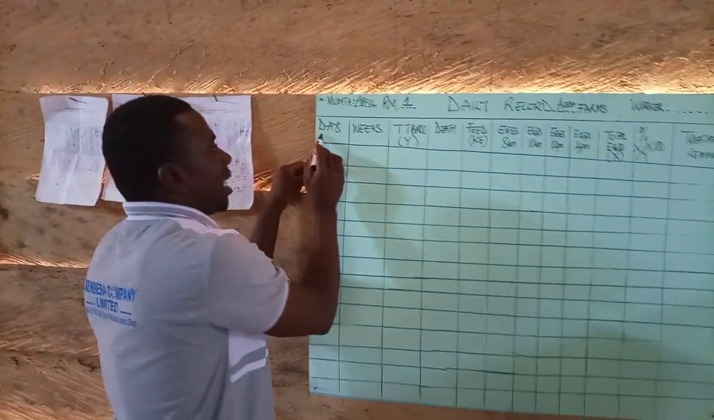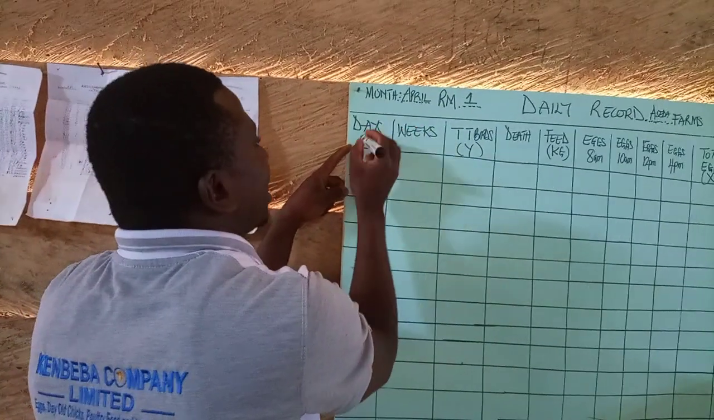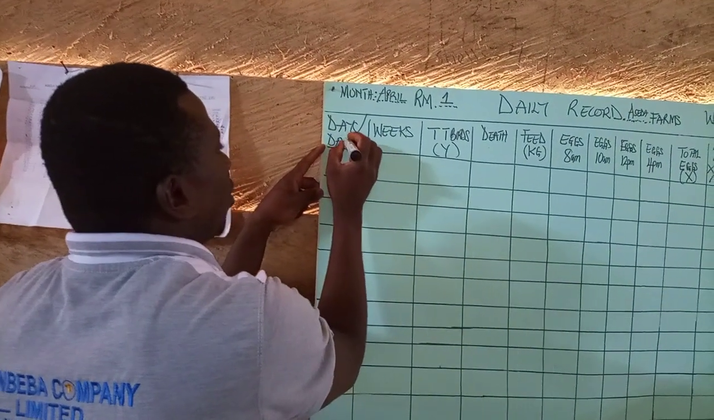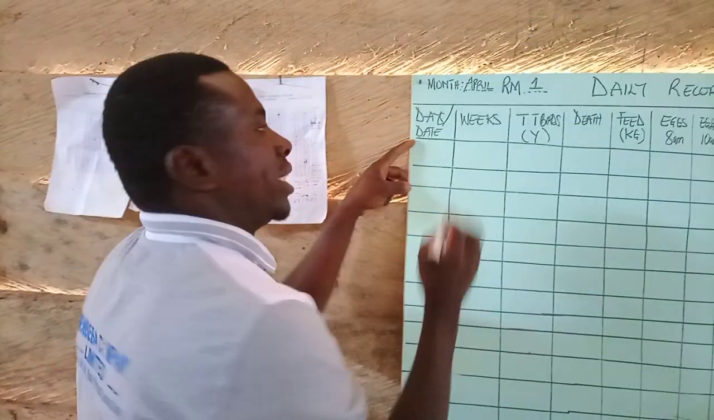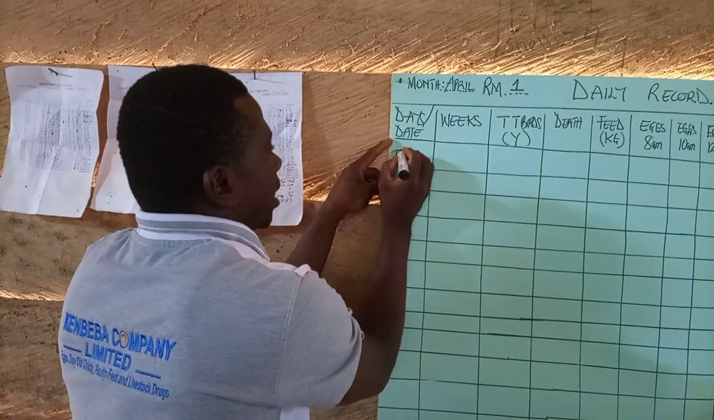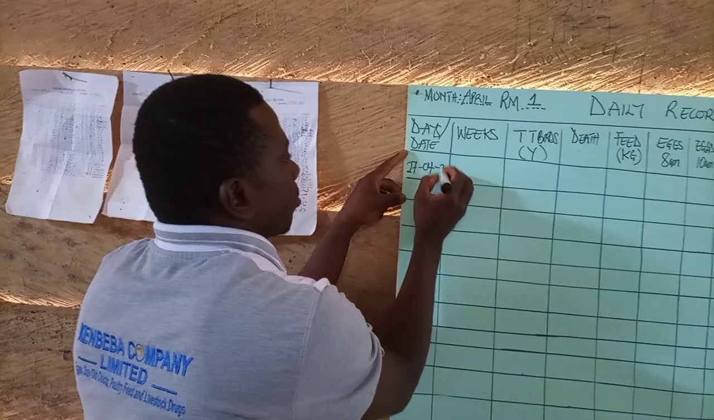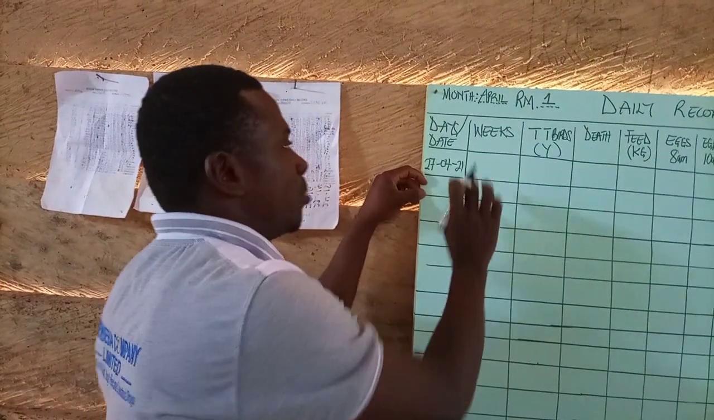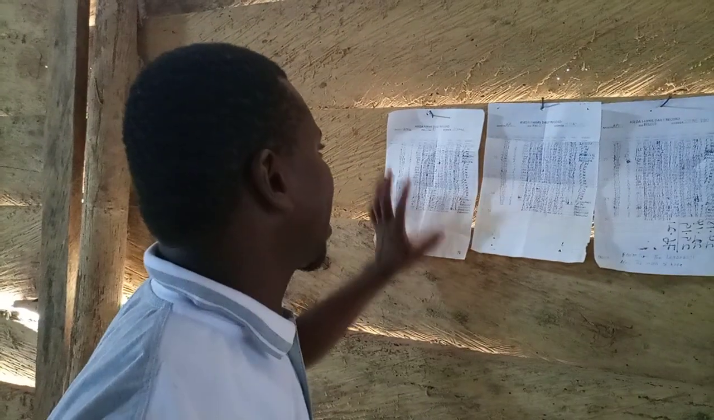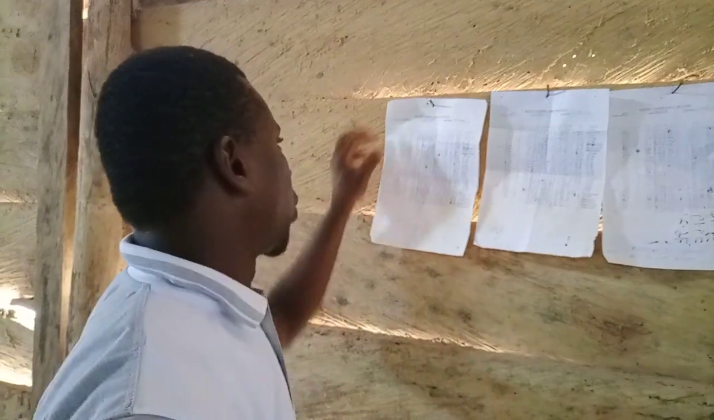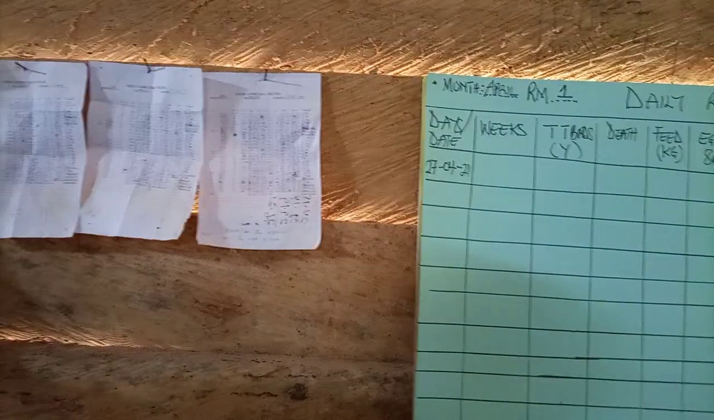So there is the date, days or date. For instance, today is 27th, so you write your date, 27th, 2021. We are taking this as an example. So there is the Aseda Farm room 1, room 2, room 3, and we are going to take room 1 as an example. Because maybe the printout is not clear, that is why we are translating it here for you to understand it well.